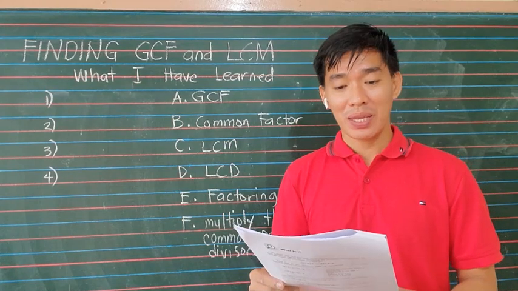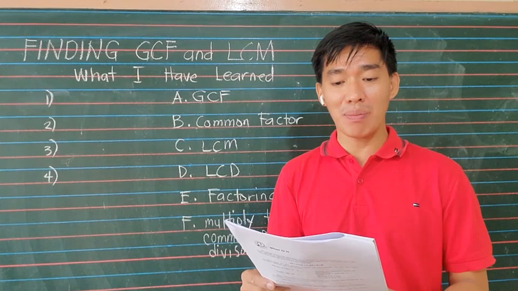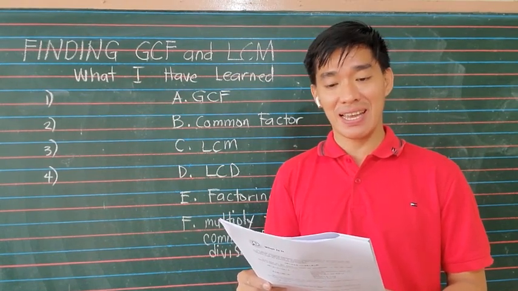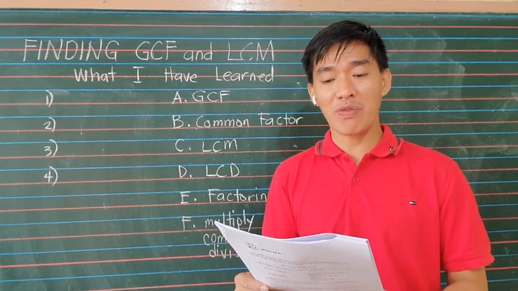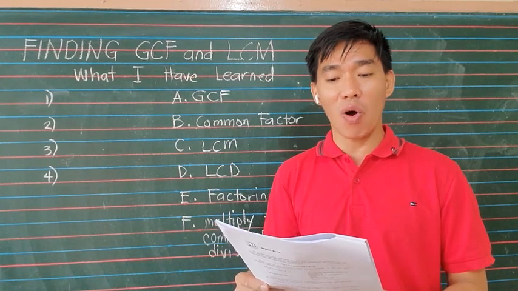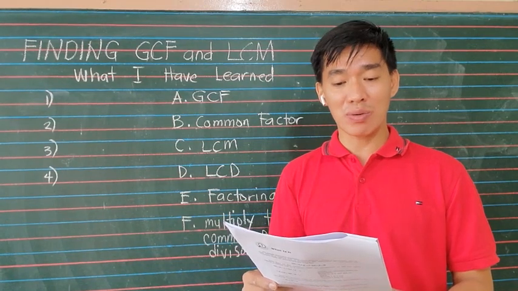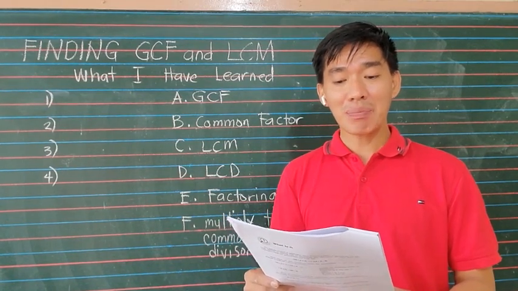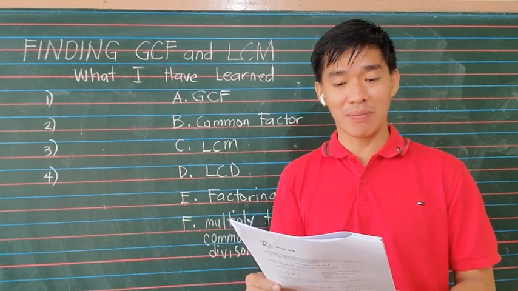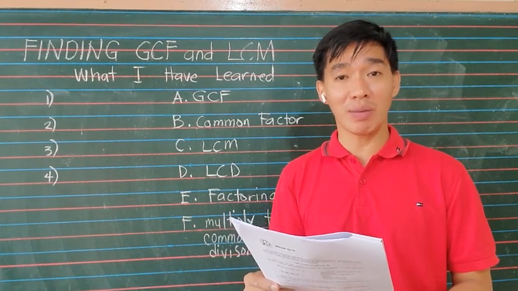Question number 1. These are the factors of 2 or more numbers which are the same in all of the numbers in a set. Question number 2. It is simply the smallest of the common multiples.